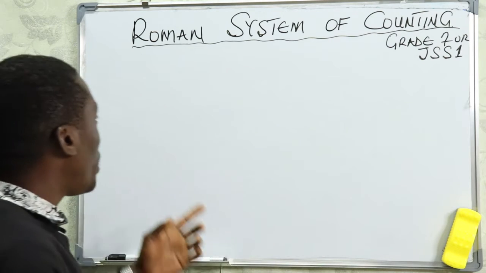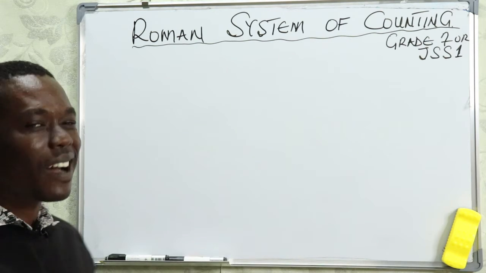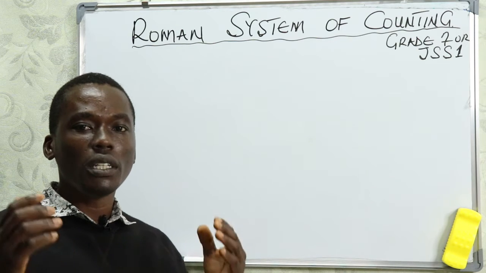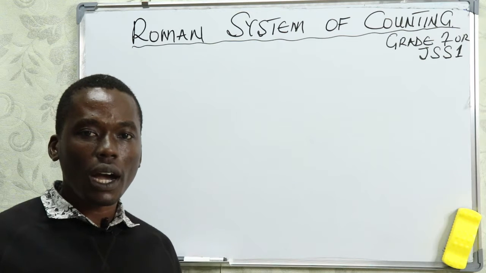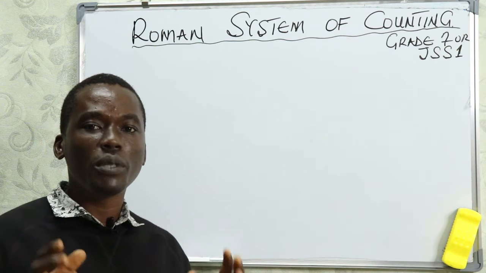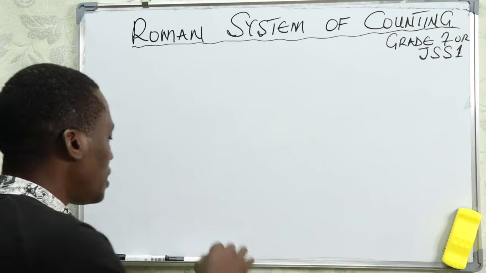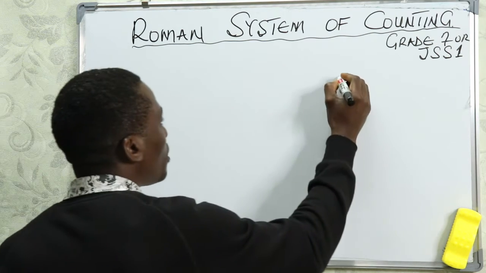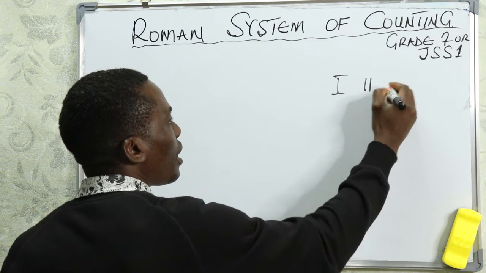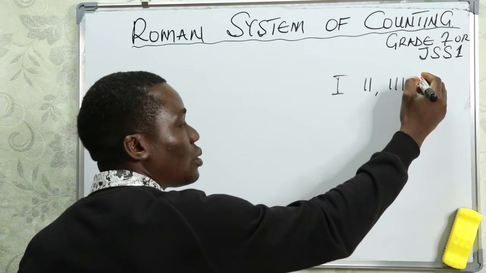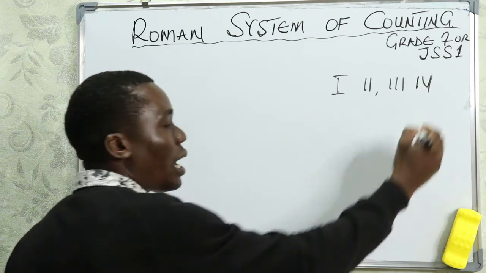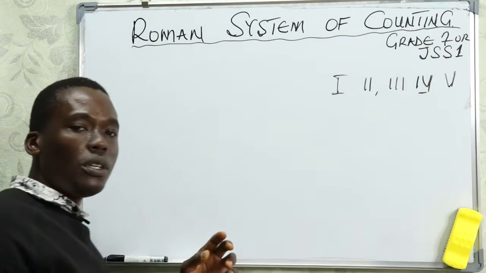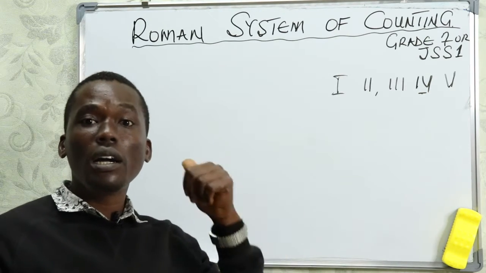So today we'll be looking at the Roman system of counting. Now, the Roman system of counting is more of the normal way the Romans count their alphabet. It is derived from the Roman alphabet, and the first few Roman numerals you want to know about are the Roman numeral I, II, IV, and then V, which are the Roman numerals for 1, 2, 3, 4, and 5.